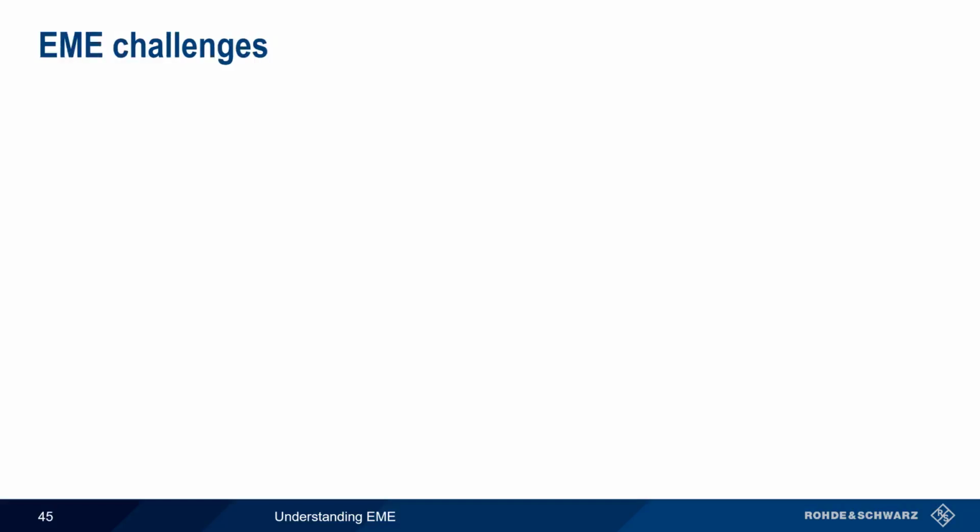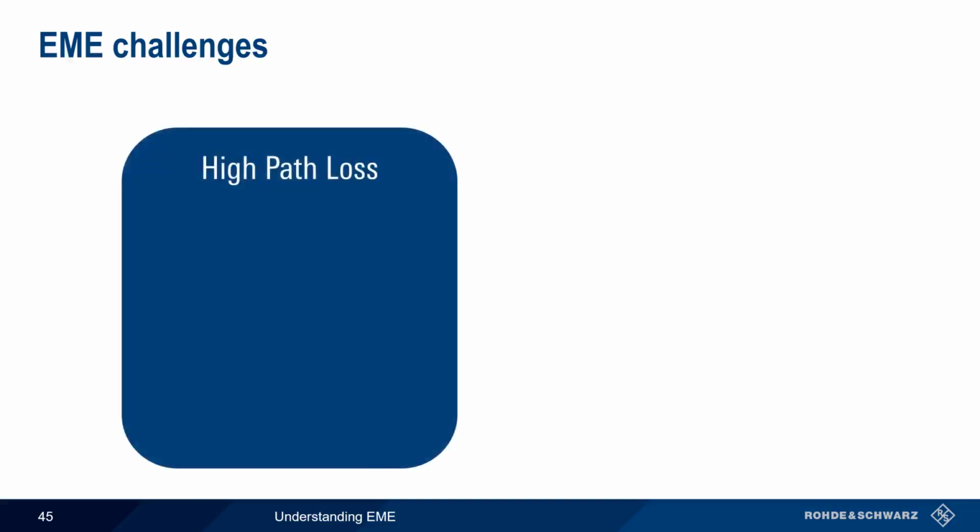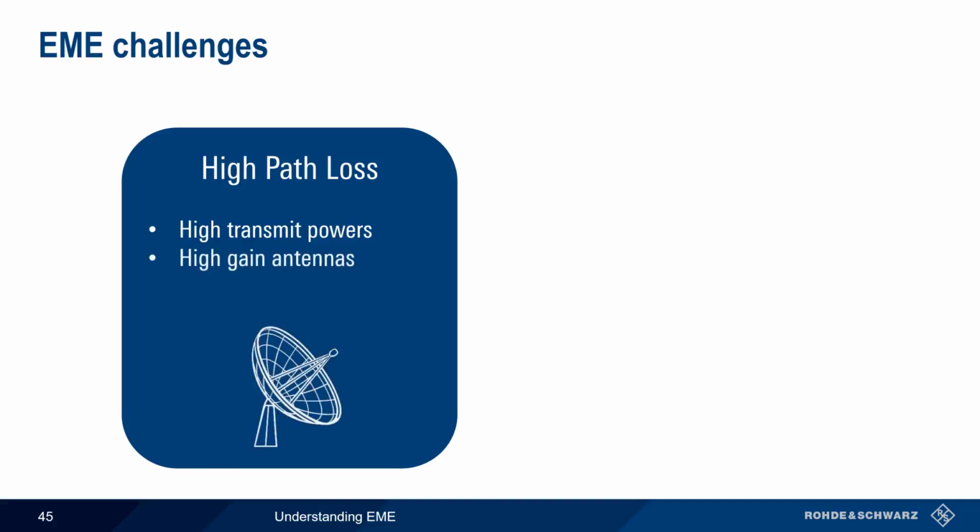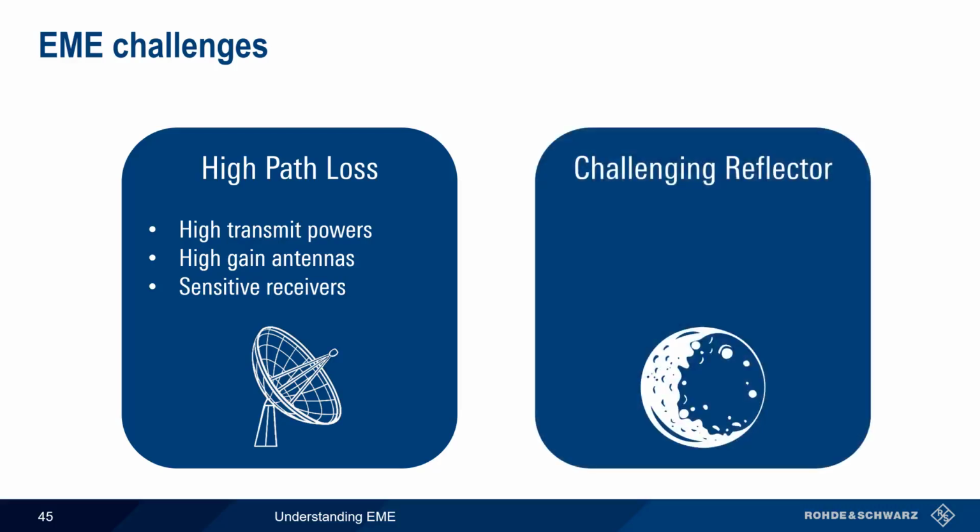There are, however, significant challenges in using EME, and these can be grouped into two categories. The first is the very high path loss, which in turn requires high transmit powers, high gain transmit and receive antennas, and sensitive low noise receivers. The second is that the moon itself is a challenging reflector. The moon is both a small target as well as a moving target, and it also has a very rough and irregular surface. Let's take a closer look at each of these challenges.